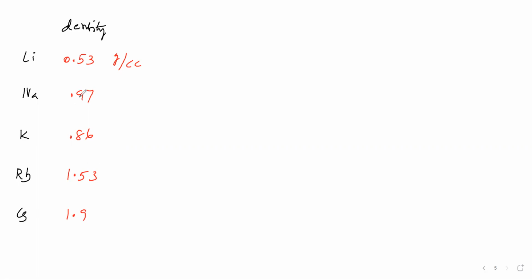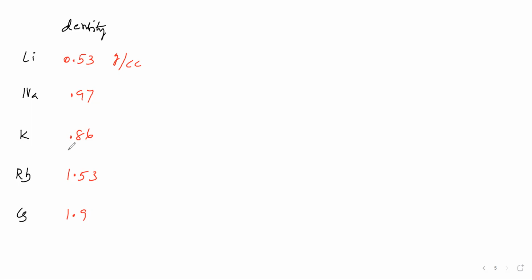How is the density? The density of alkali metals is low. Why is the density of alkali metals low? In each period, this particular alkali metal is larger in size. In the second period, lithium size is higher. In the third period, sodium size is higher. In the fourth period, potassium size is higher, like this. So, because of larger size, the alkali metals have low density compared to other elements.